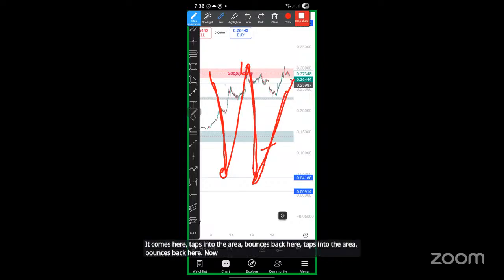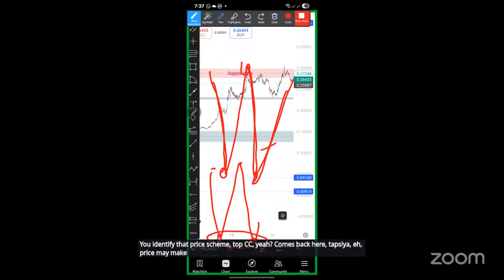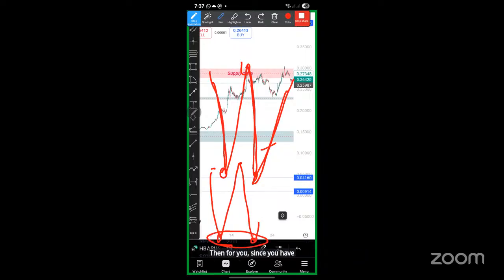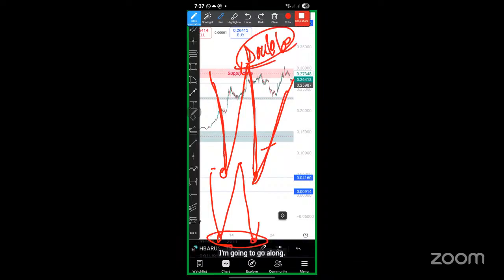Now, once you see this forming like this, before this leg, you identify that price came, taps this here, comes back here, taps here. Price may make a double bottom. Since we have known that double bottom means uptrend, I'm going to go long, I'm going to make a buy. If I'm going to make a buy, I will come into this leg and wait for confirmation.